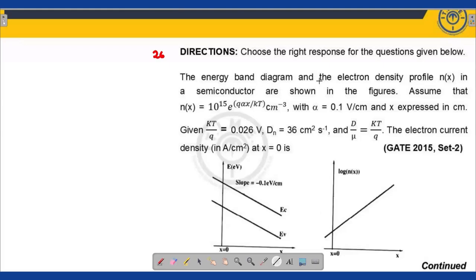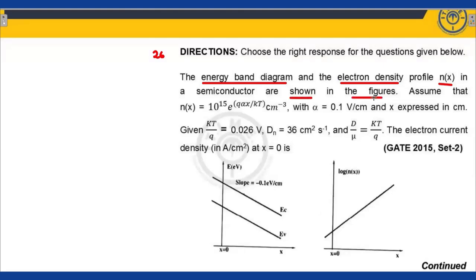The energy band diagram. He has given two profiles, my dear friends: the energy band diagram and the electron density profile n(x) in a semiconductor, shown in the figures. Assume that he has given this value n(x) equal to this one. He has given two profiles: one is the band diagram, and the second is the electron density profile. He has given them in two figures over here.